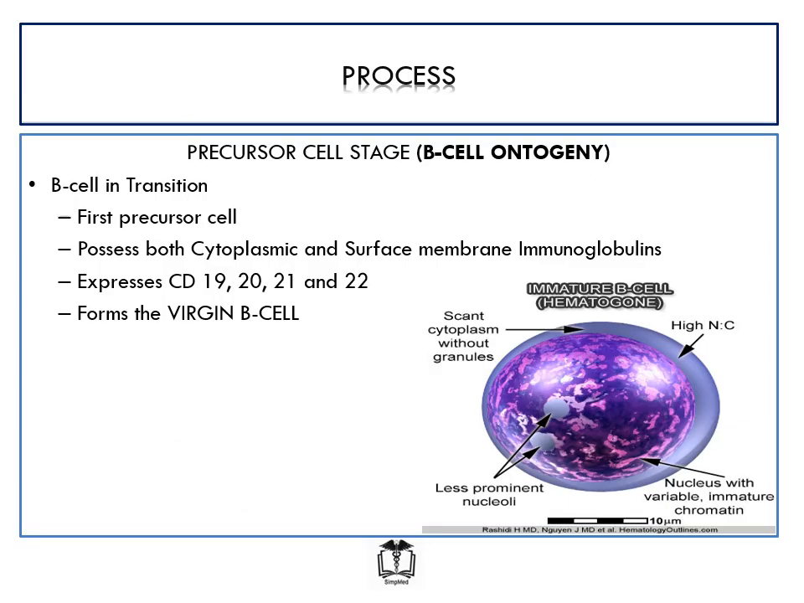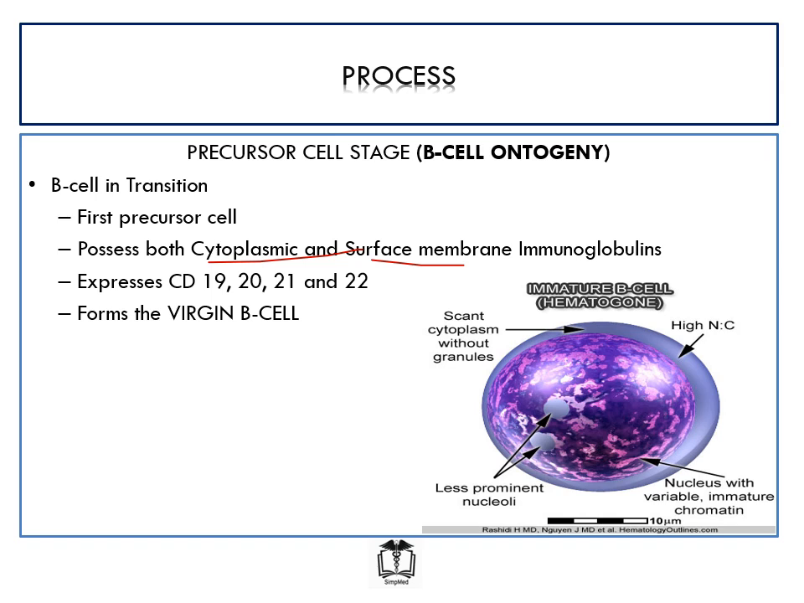Let's move on to the precursor stage. So once we have the pre-B cell undergoing maturation and differentiation, it gives rise to the first precursor cell in the B cell lineage of lymphopoiesis. This is known as the B cell in transition. The distinction between the B cell in transition and the pre-B cell is the presence of both a cytoplasmic and a surface membrane immunoglobulin.